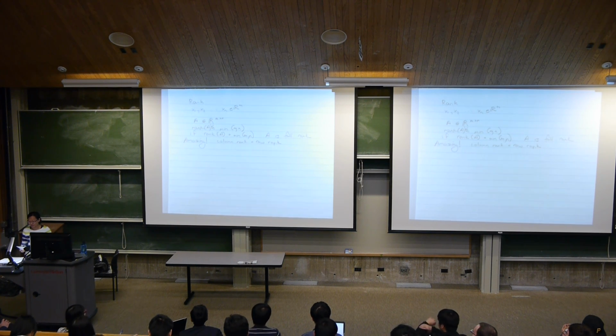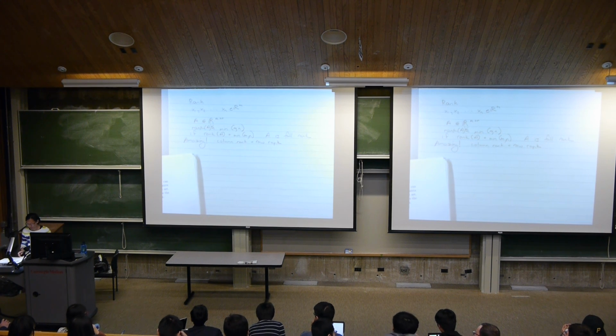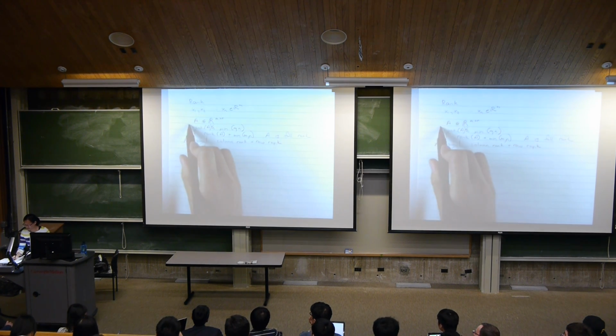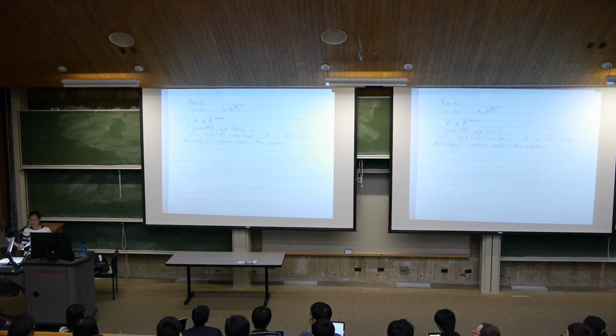I said that a set of vectors is linearly independent if no vector can be represented as a linear combination of the remaining vectors. But this is the mathematical definition, and it's probably more important than my description.